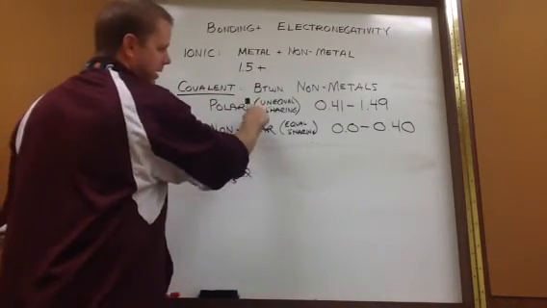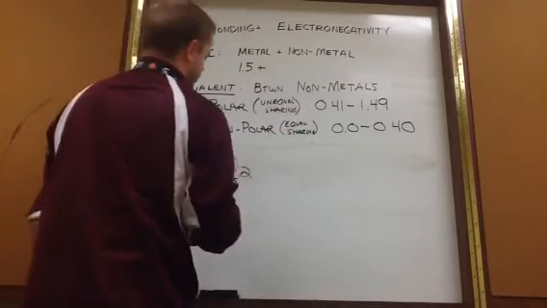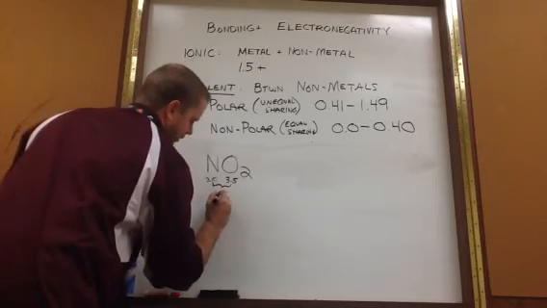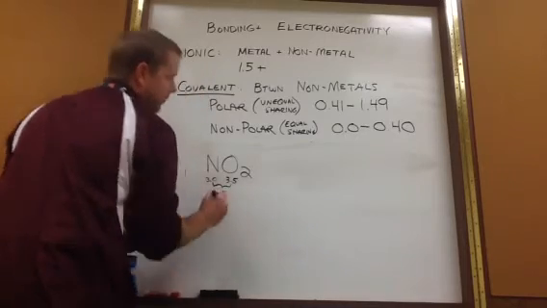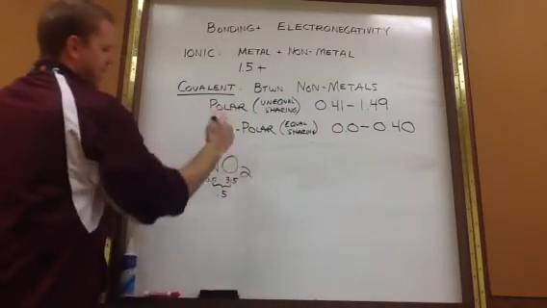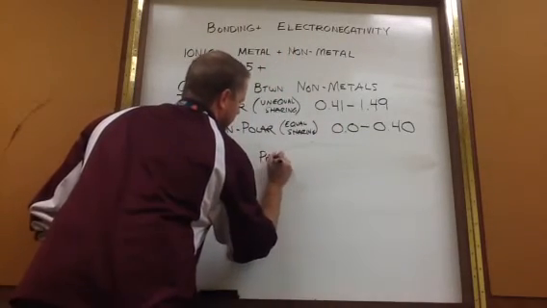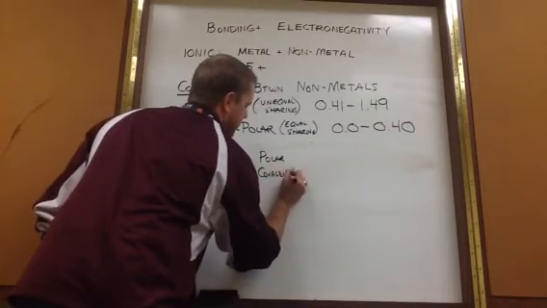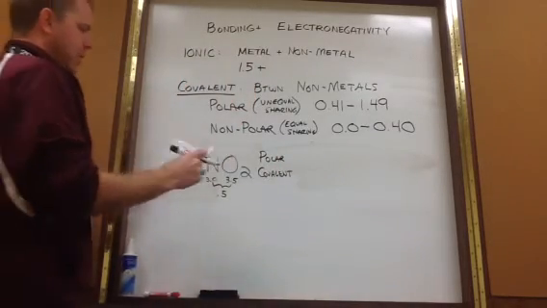Are they an unequal sharing of electrons or a perfectly equal sharing? Well, when we look at the differential between 3.5 and 3.0, it's 0.5. That falls in this range right here, doesn't it? Therefore, by definition, NO2 is polar covalent. Let's do one more. O2.